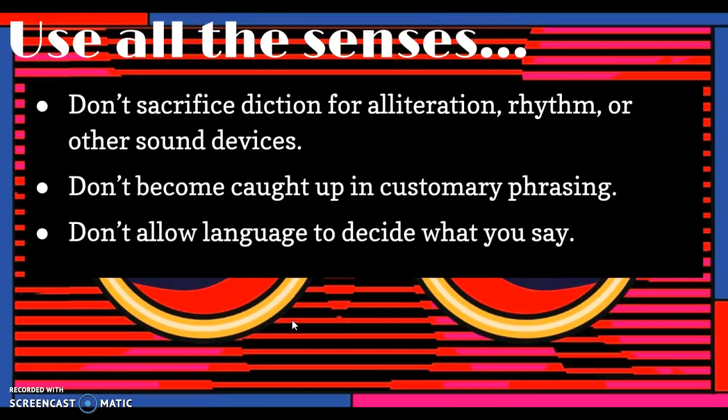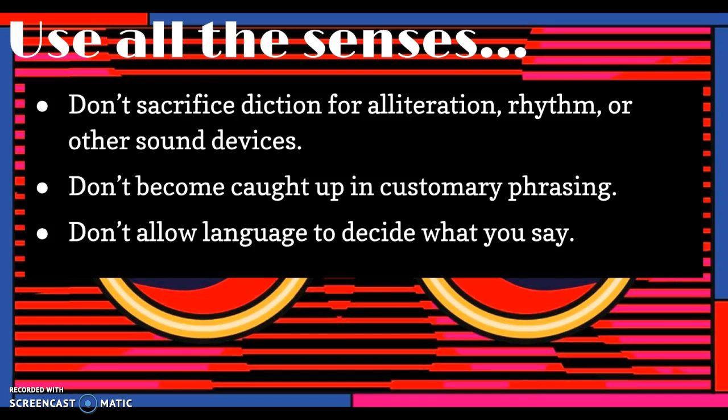So something that we do want to do is use all of the senses when we describe. But when you're doing that, make sure that you don't sacrifice diction for alliteration, rhythm, or other sound devices. Sometimes we get so caught up again in making our writing fancy, we sacrifice the words that we really should use. Diction always comes first.